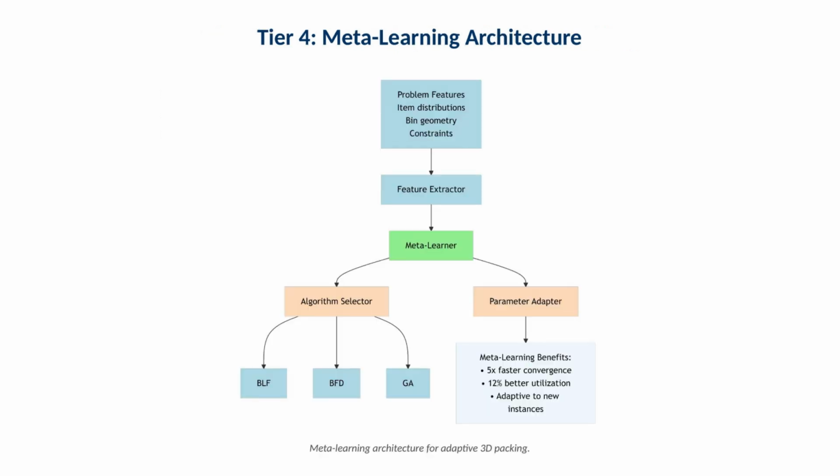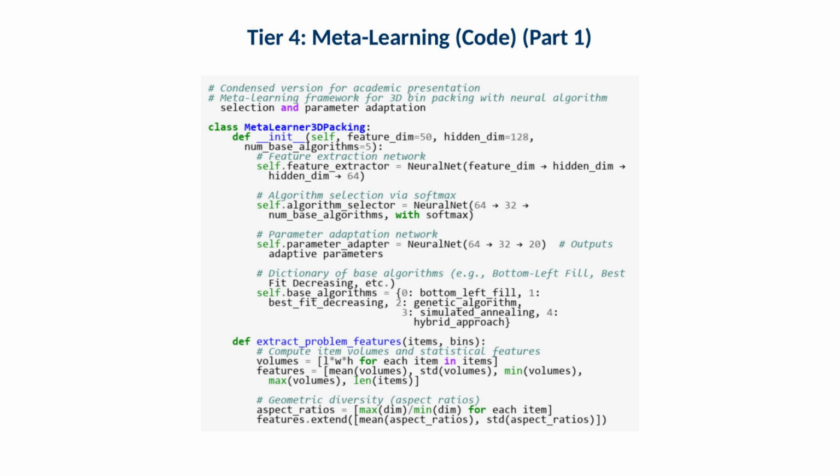This figure shows the meta-learning architecture. The meta-learner operates above the base learners and decides which method to apply for a given instance. In practice, this can switch between fast, greedy approaches, more thorough meta-heuristics, or specialized policies for constrained scenarios like fragile or weight-limited items. In this part, the code makes the slide method executable.